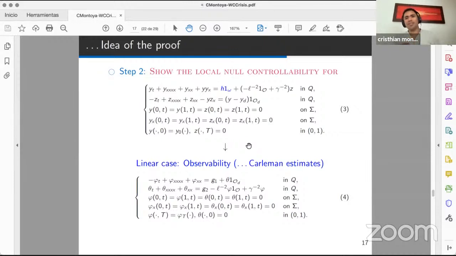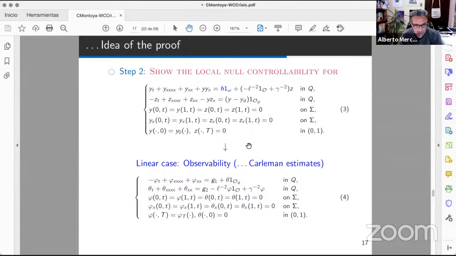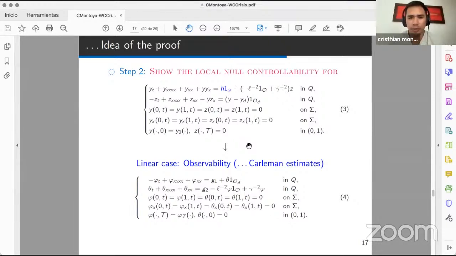But we can try that in the future, but essentially it is to create a new Kalman estimate, of course. How? I don't know, maybe we need to review the literature about Kalman estimates for this fourth-order parabolic equation with local terms, but on the boundary, of course. But to be honest, I don't know.